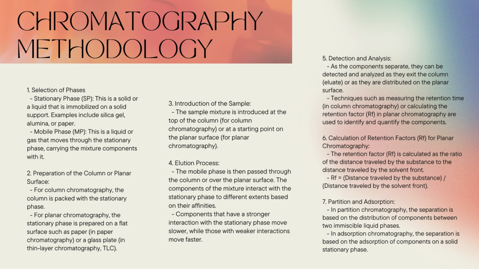Next is the elution process. The mobile phase is then passed through the column or over the planar surface. The components of the mixture interact with the stationary phase to different extents based on their affinities. Components that have a stronger interaction with the stationary phase move slower, while those with weaker interactions move faster.